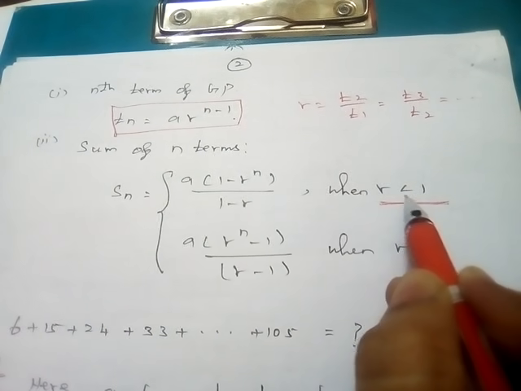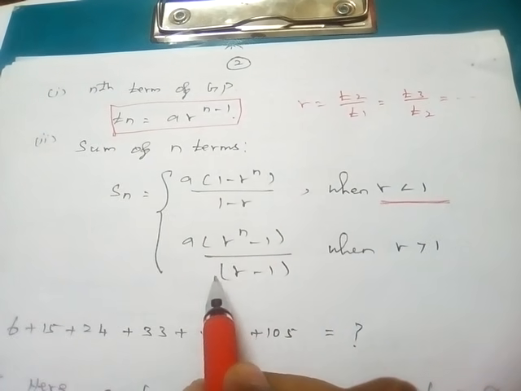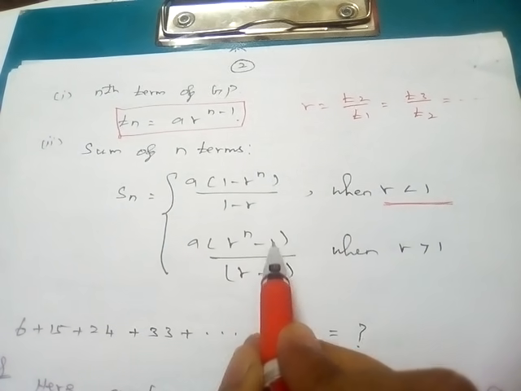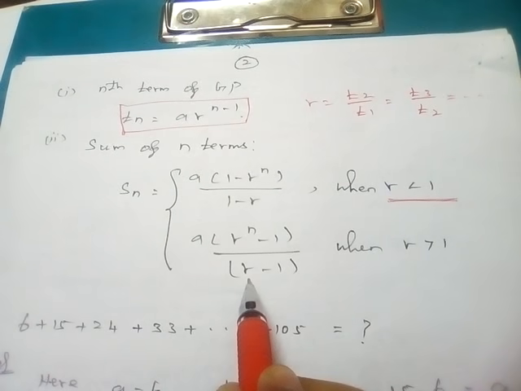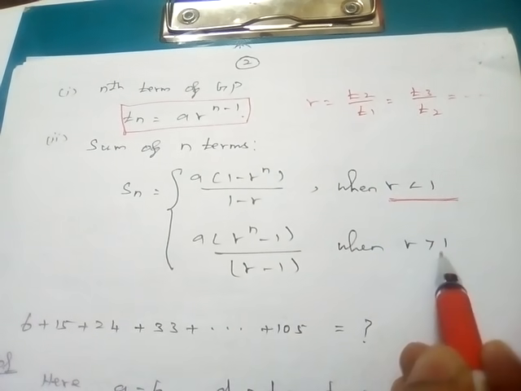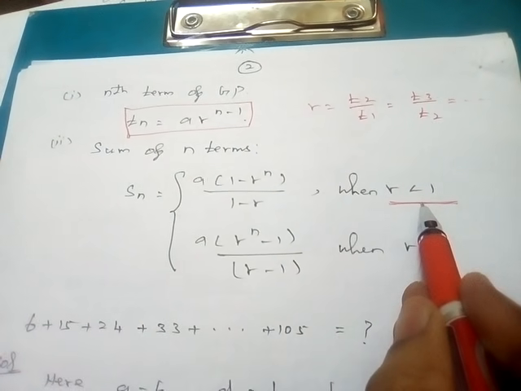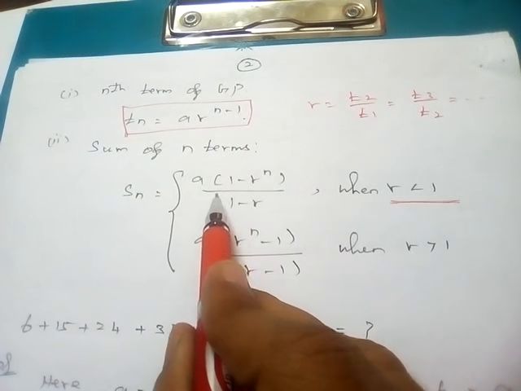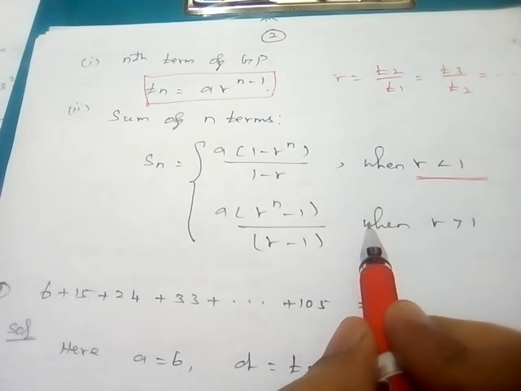If the ratio r is greater than 1, we can use this formula: a into r power n minus 1 divided by r minus 1, where r is called the common ratio. So when the ratio is greater than 1 we can apply this formula. If not, if r is less than 1, we can use this formula: a into 1 minus r power n divided by 1 minus r. So this is enough for solving problems.